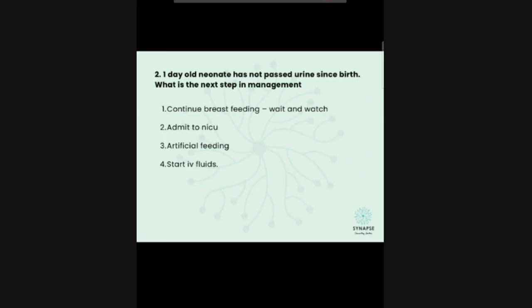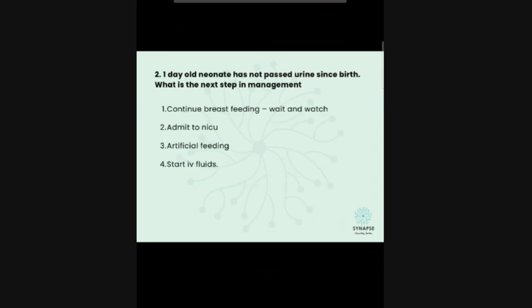Listen carefully. If the child has not passed meconium till 24 hours, it is okay. But after 24 hours, if it has not passed meconium, you have to evaluate. As far as urine is concerned, you can wait till 48 hours. Even after 48 hours, if the child has not passed urine, then you have to evaluate.